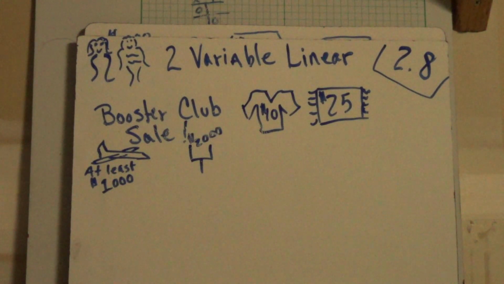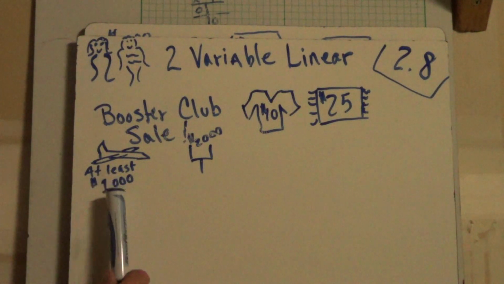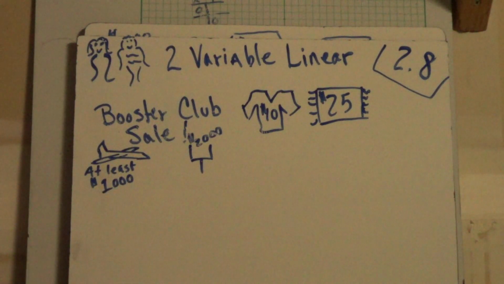Welcome, this is 2.8, modeling two-variable linear equations or inequalities. We have a situation this morning that we're trying to solve. The Band Booster Club is selling t-shirts and blanket wraps to raise money for a trip. The band director has asked the club to raise at least $1,000 in sales so that the Booster Club can go on this trip.